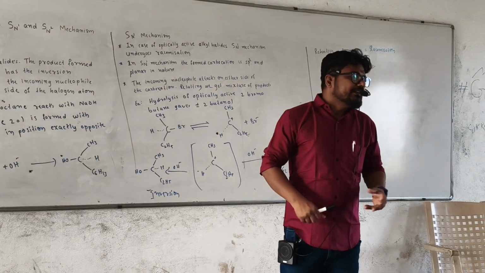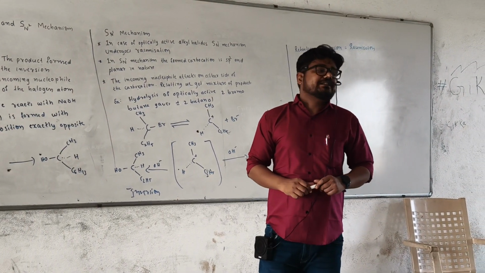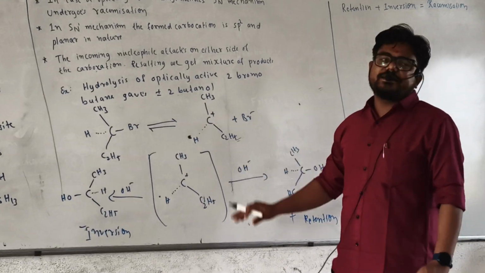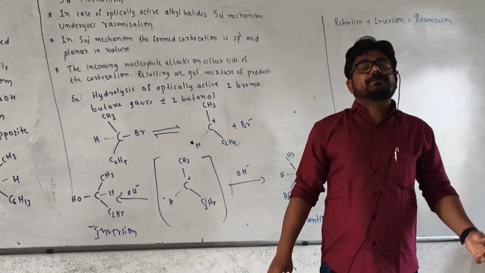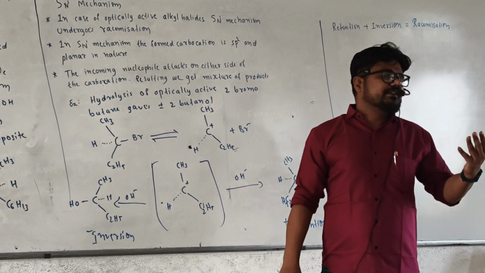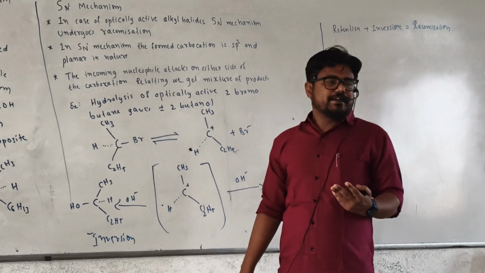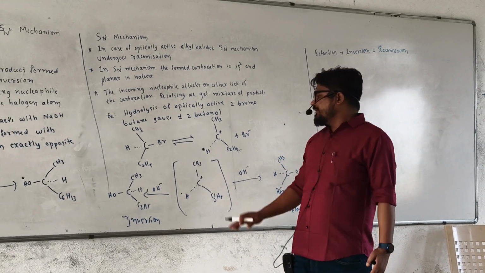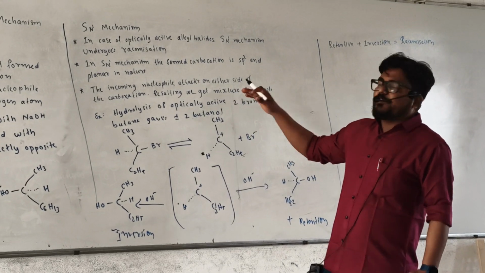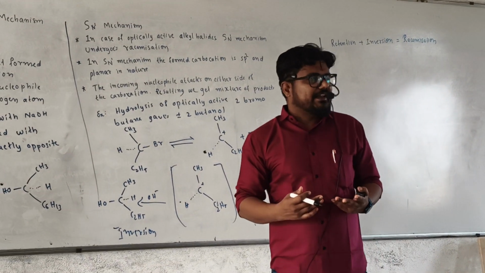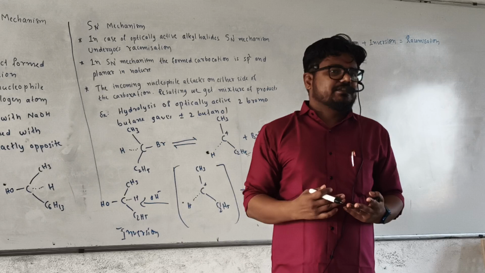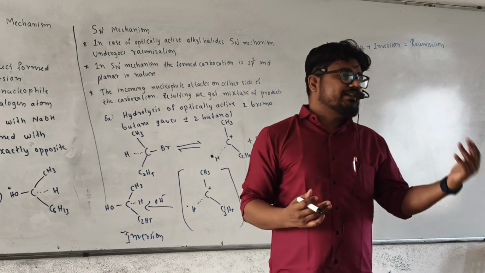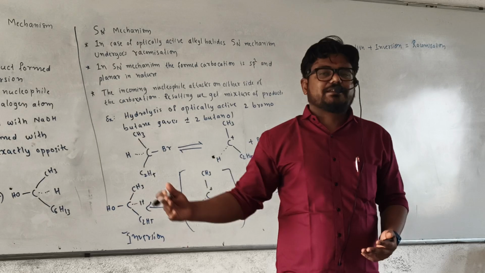In the SN1 mechanism, the carbocation that is formed undergoes which hybridization? sp2 hybridization. How can we say that? Count how many sigma bonds there are: 1, 2, 3. Three sigma bonds means sp2 hybridization, four sigma bonds means sp3 hybridization, and two sigma bonds means sp hybridization. So the incoming nucleophile in the SN1 mechanism attacks on either side of the carbocation, either the front side or the back side.